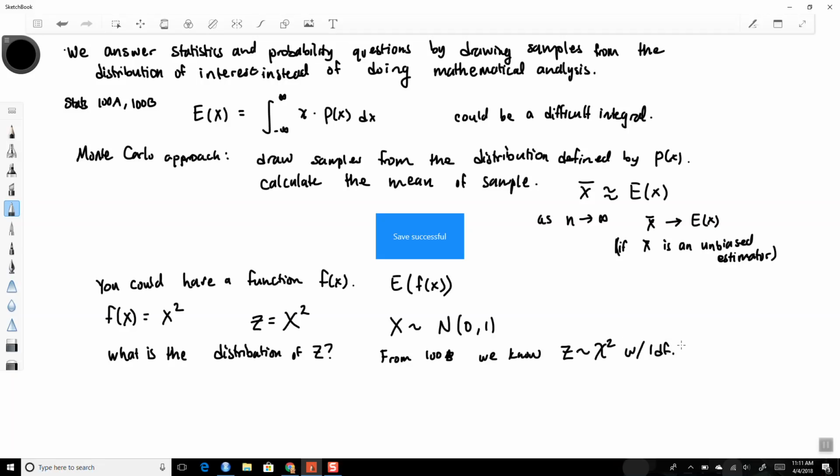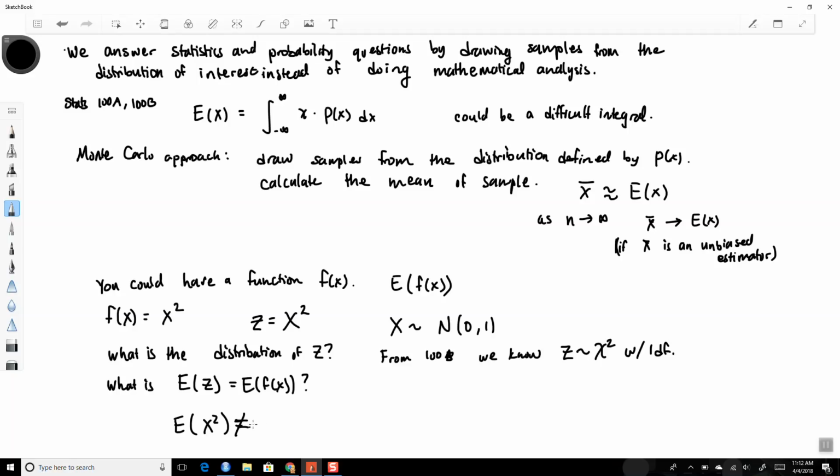Okay, so this we already know, but you could imagine something more complicated, and we ask, what is the mean of z? What is the expected value of z, or what's the expected value of f of x? Okay, and the expected value of x squared is not equal to the expected value of x quantity squared, right? Because if x is the normal distribution and the mean is 0, the expected value is 0, the expected value of the chi-square distribution is not 0, okay? So we know this is not the case.